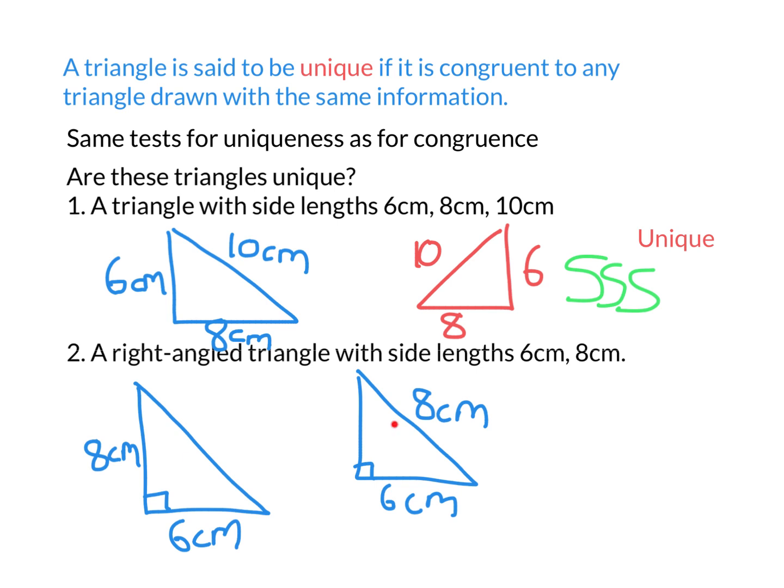So these two triangles both are right angled, both have sides 6 and 8 centimeters, but they are not congruent. I can't use any of the congruence tests. They are definitely not congruent because the longest side here is 8 centimeters, whereas here the longest side is more than 8 centimeters. So we conclude that these two triangles are not unique. It is possible to draw more than one non-congruent triangle with side length 6 and 8 centimeters and a right angle. All right, let's now go on to similarity, which is a LEAP-only topic.